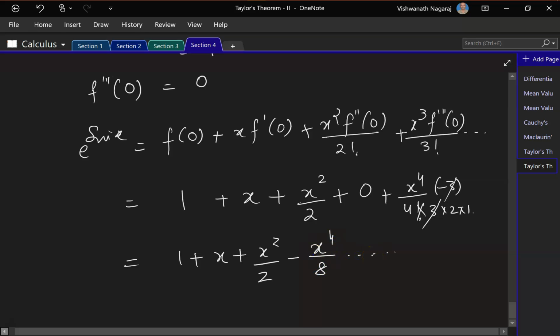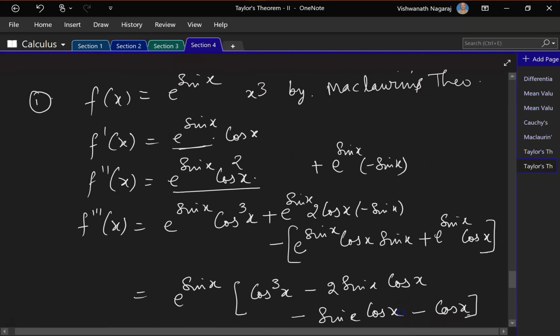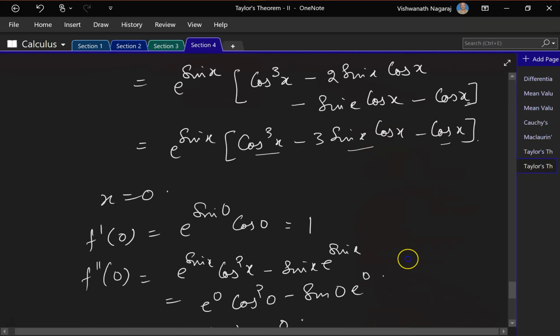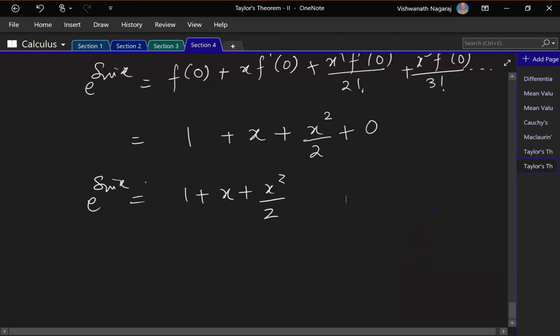Like this you'll have to work out the terms. But remember, our problem statement says up to x cube, and the x cube term was 0. So we don't have to go up to the 4th power of x. So e to the power of sin x is equal to this. Okay, I think that's enough. Bye for now.